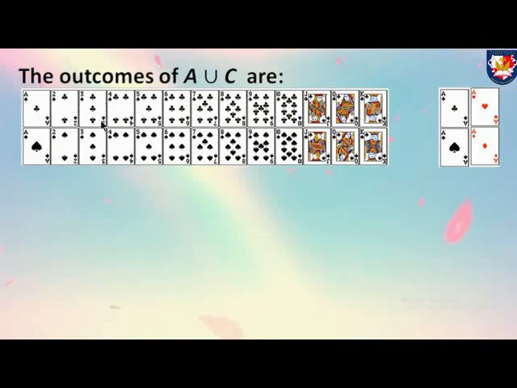This is the list of favorable outcomes of A. This is the list of favorable outcomes of C. Remember, like with sets, if there are common elements in the union of two events, you just need to write the common elements once, because this is the same as this one. You just need to write it once. Just write it here. So this is all the elements of A union C.